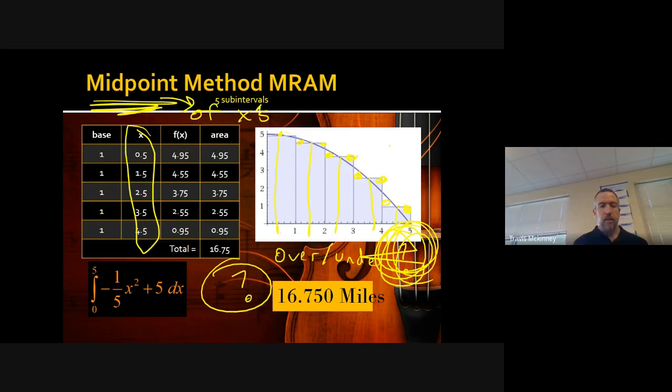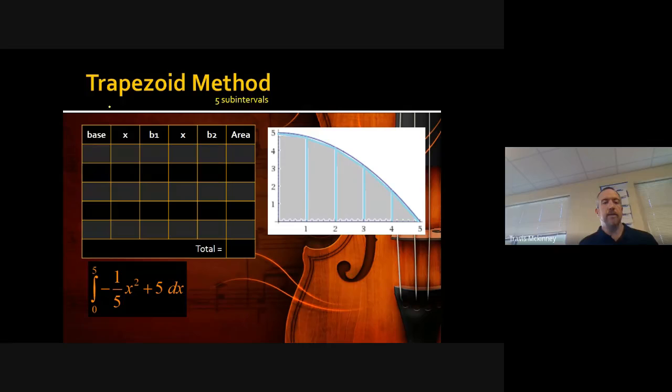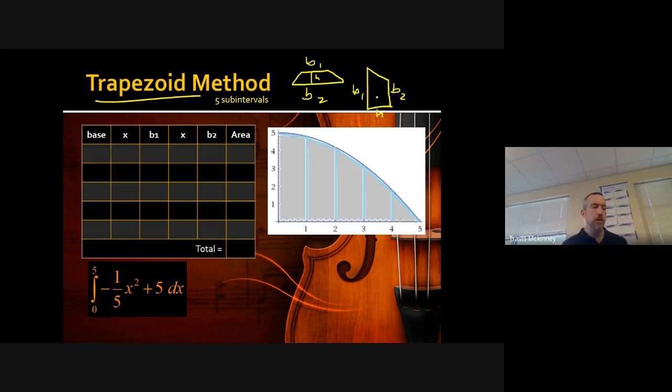All right, the last method is not a rectangle, it's a trapezoid. Now, if you think back to elementary school, when you learned about trapezoids, they looked like this. And you had a base on the top and a base on the bottom, and then you had a height. In calculus, most of the time when you see a trapezoid, it's going to look like this. It's going to be flipped on its side, where you have the bases on the side and the height is going in between the two bases.